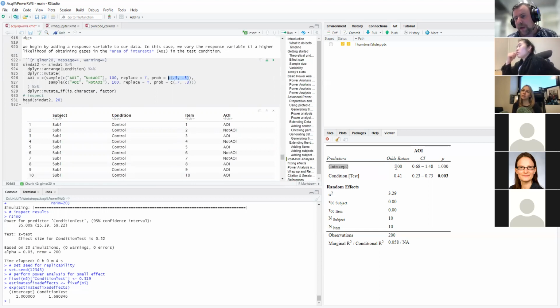Because it's equally likely for someone in the control condition to look in the area of interest or not look into the area of interest, it's 50-50. That would be an odds ratio of 1, right? There's no effect.